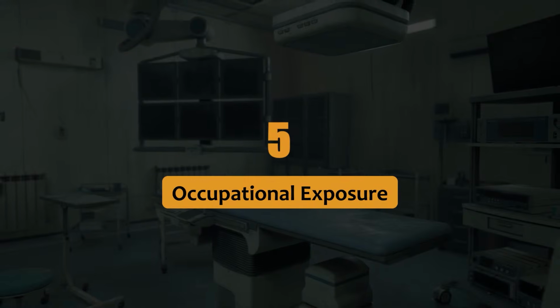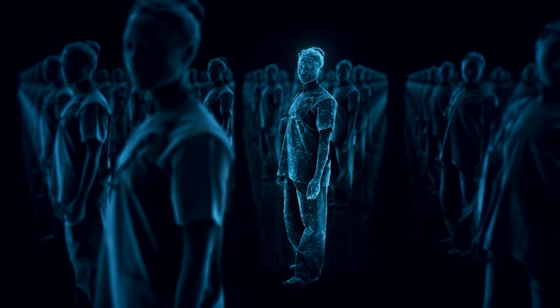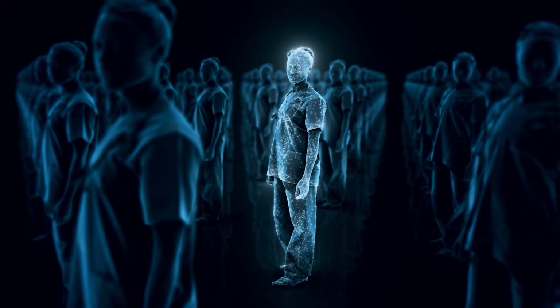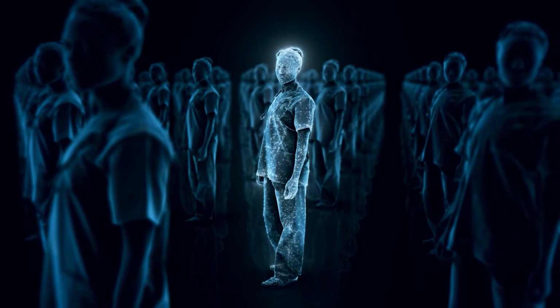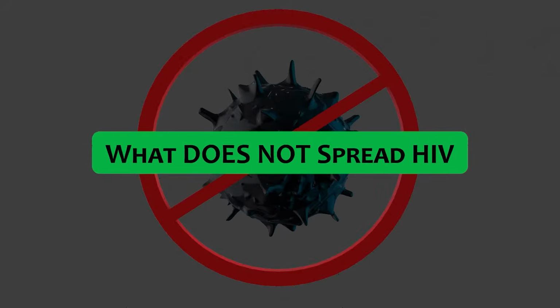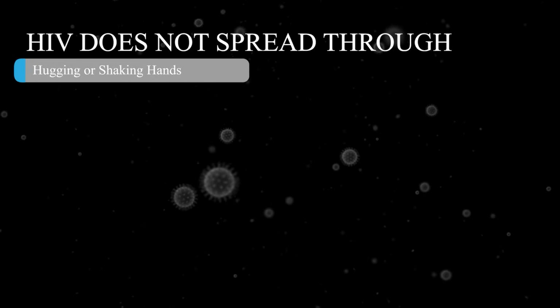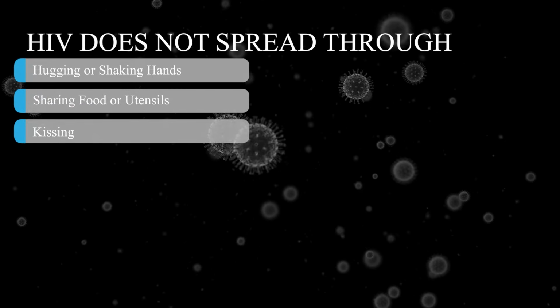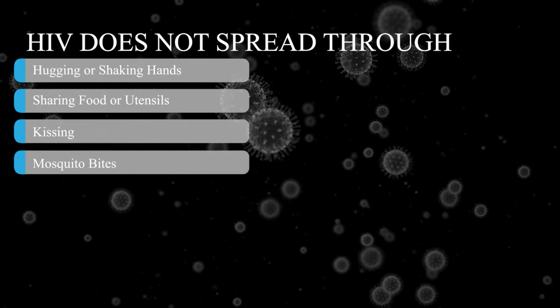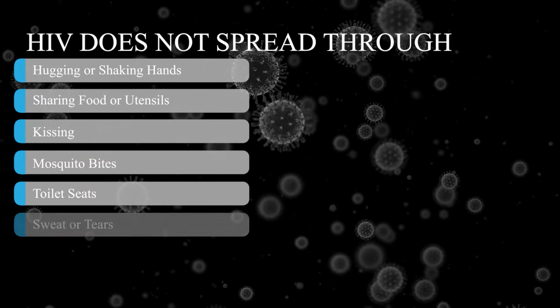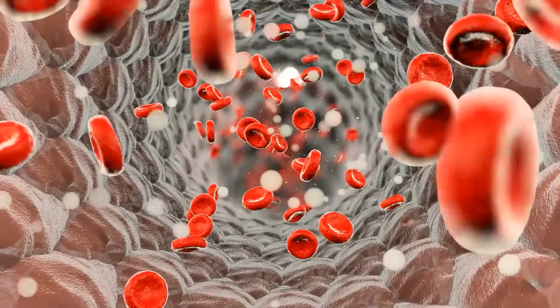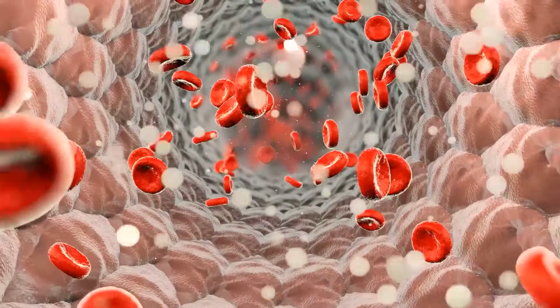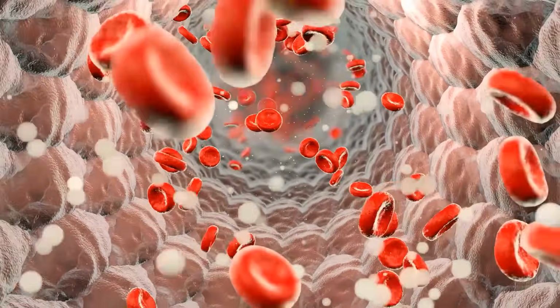5. Occupational exposure. Healthcare workers can rarely get infected through accidental needle sticks. What does not spread HIV? Hugging or shaking hands, sharing food or utensils, kissing, unless deep bleeding wounds exist, mosquito bites, toilet seats, sweat or tears. HIV requires specific body fluids and direct entry into the bloodstream.